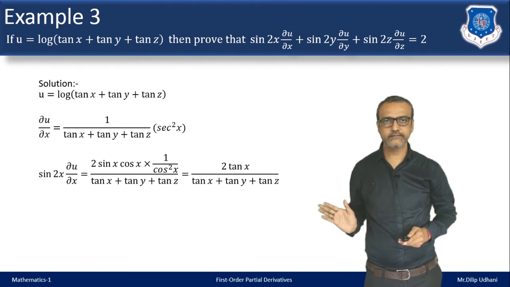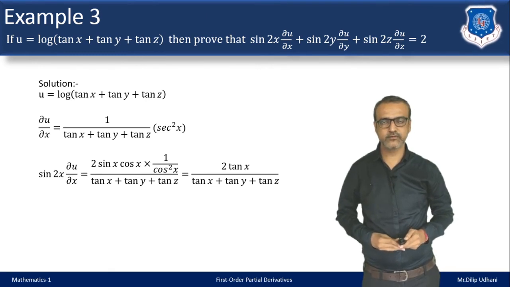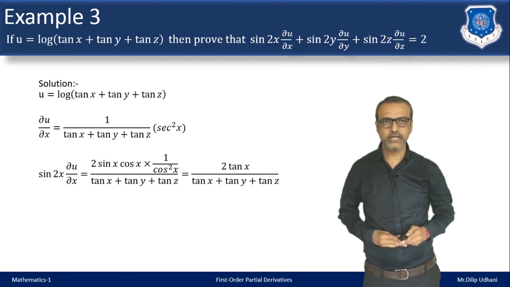So sin 2x into del u by del x is equal to, all of you know that sin 2x is 2 sin x into cos x, and sec square x is 1 over cos square x, divided by (tan x plus tan y plus tan z). Now cos x one time will cancel out. So we have 2 sin x over cos x, so the result is 2 tan x upon (tan x plus tan y plus tan z). Now similarly, we can find sin 2y into del u by del y.